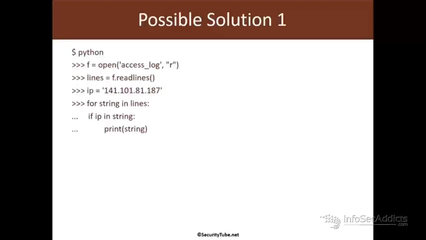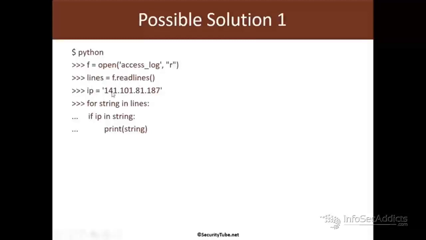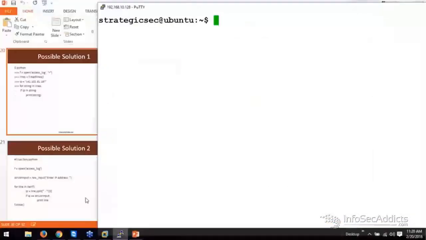So here's a possible solution. f equals open, read the log. lines equals f.readlines. We've already done that. Here's the IP address, for string in lines, if the IP is in this string, print the string. It's a nice little down and dirty one-liner. Let's give it a shot.